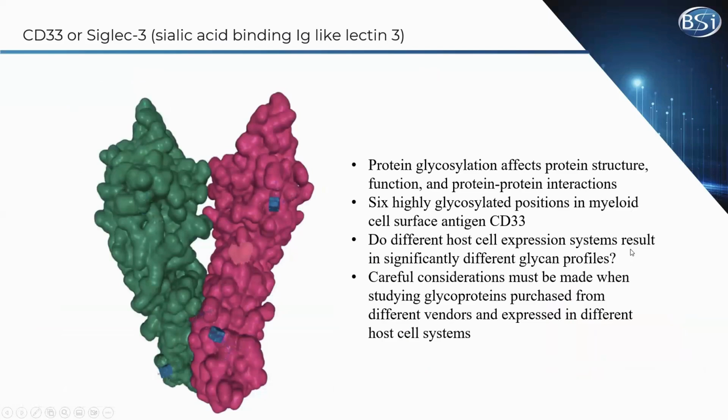Okay, in another study we did with purified glycoproteins within the BSI lab involved the CD33 protein, and we simply asked the question whether different host cell expression systems result in significant differences in glycan profiles. And so this lends to the fact that when purchasing or studying glycoproteins, we need to carefully consider which host cell system we're expressing it in, because different glycoforms can affect the structure and function of the protein.